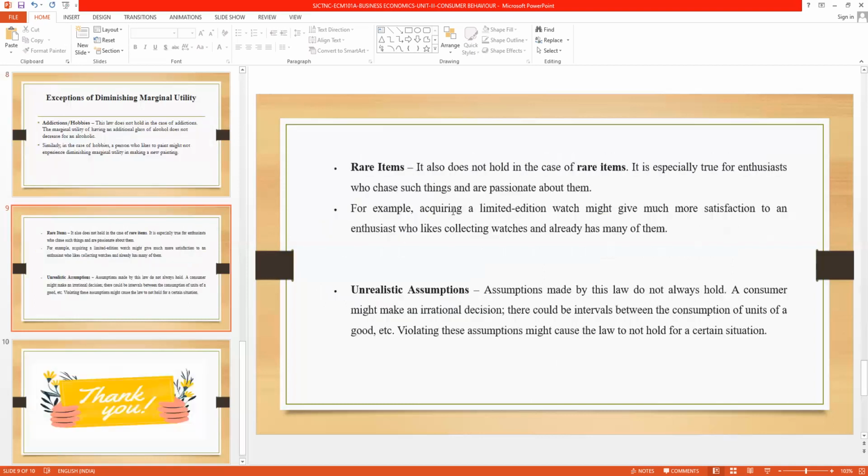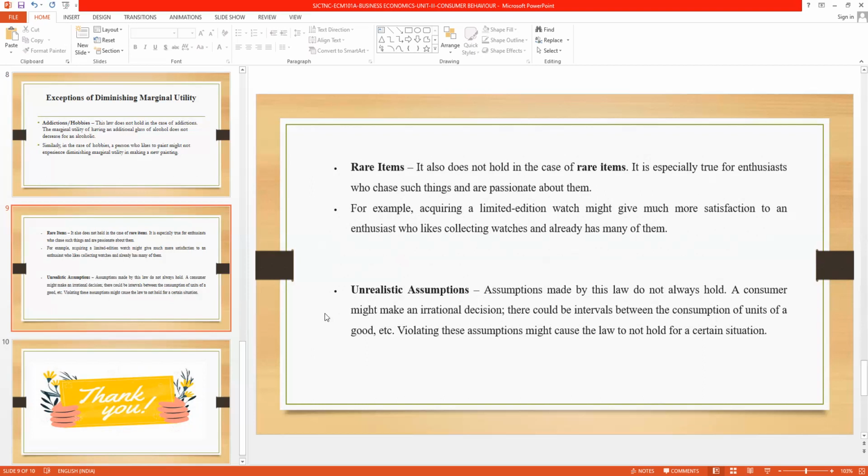Next, rare items. In case of rare items also, this law of diminishing marginal utility does not hold good, because those who are passionate about rare items, they like to have more and more of the rare items. So in this case, the law of diminishing marginal utility will not hold good.